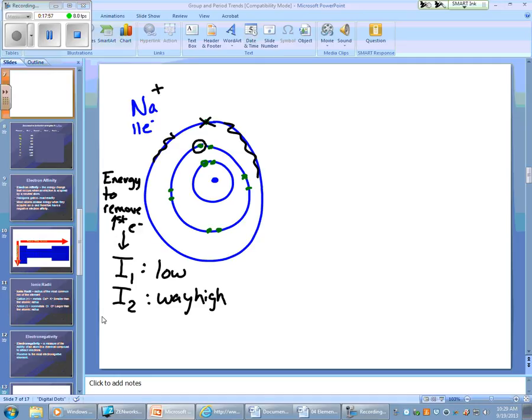And a good reason for this, and you do want to make sure that you know the reason, is that it always takes more energy to remove a core electron than a valence electron. Partly because they're closer to the nucleus, proximity counts.